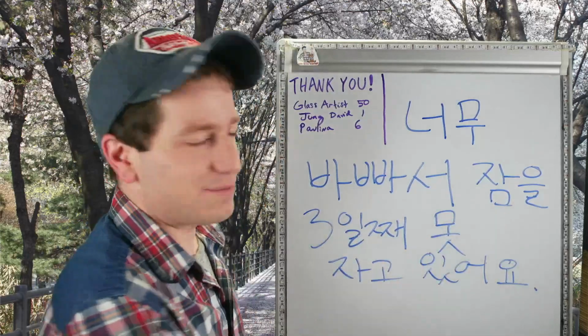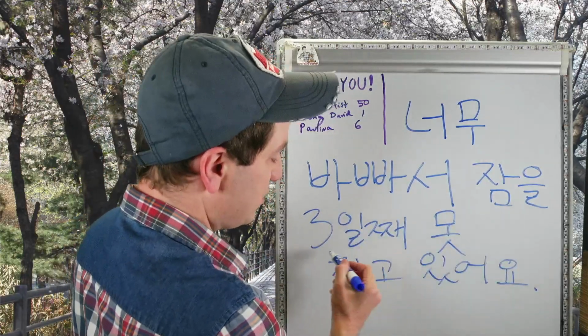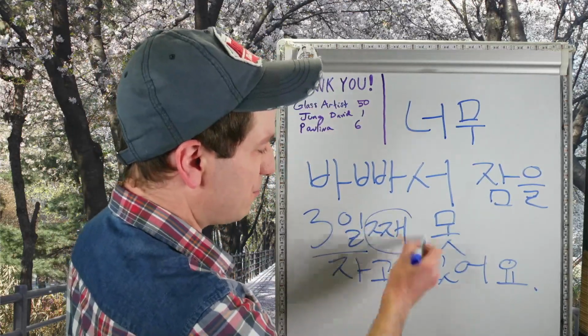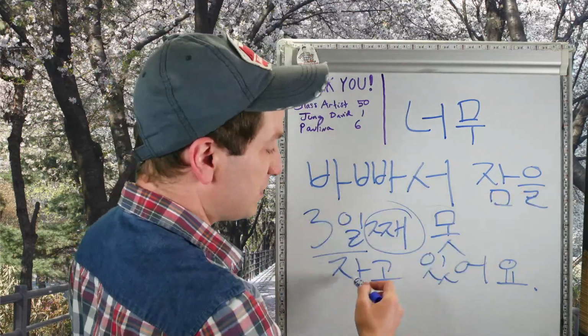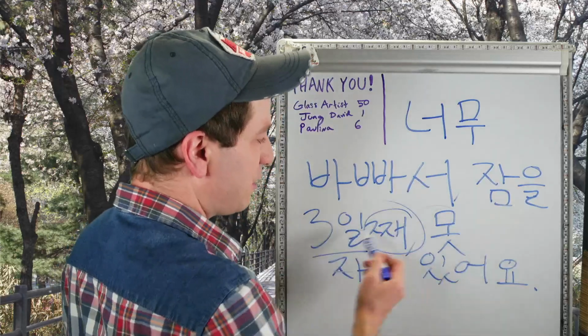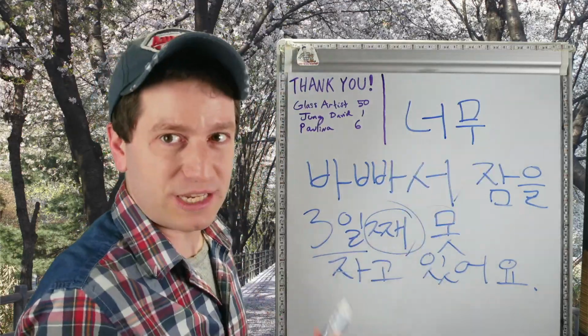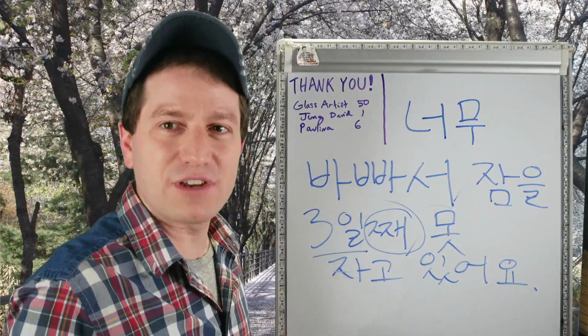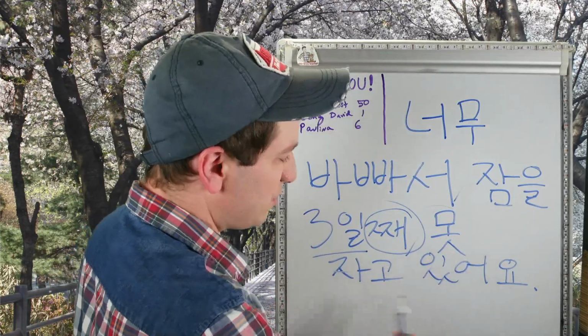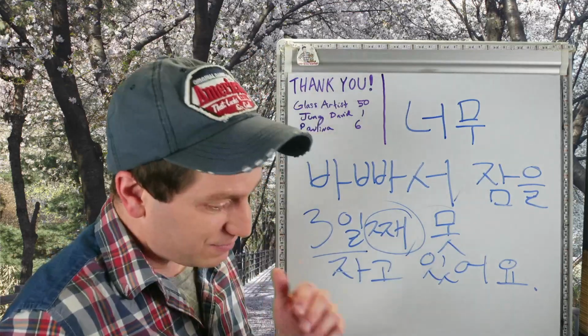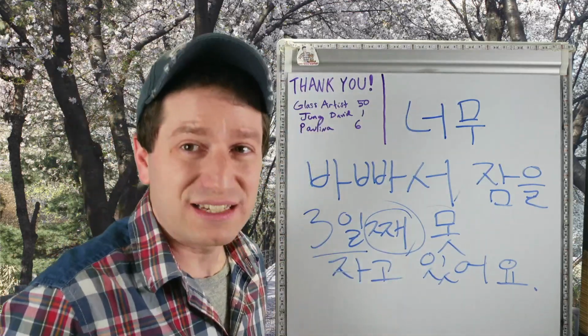잠을 자다, to sleep. 잠을 3일째. So 3일 is 3 days. 째. So my third day of 못 자다, cannot sleep. 잠을 못 자고 있어요. So I'm not sleeping and it's my third day of that because I'm too busy. So because I'm too busy, it's my third day now of not being able to sleep. 너무 바빠서 잠을 3일째 못 자고 있어요. So it's my third day of not being able to sleep because I'm just too busy.